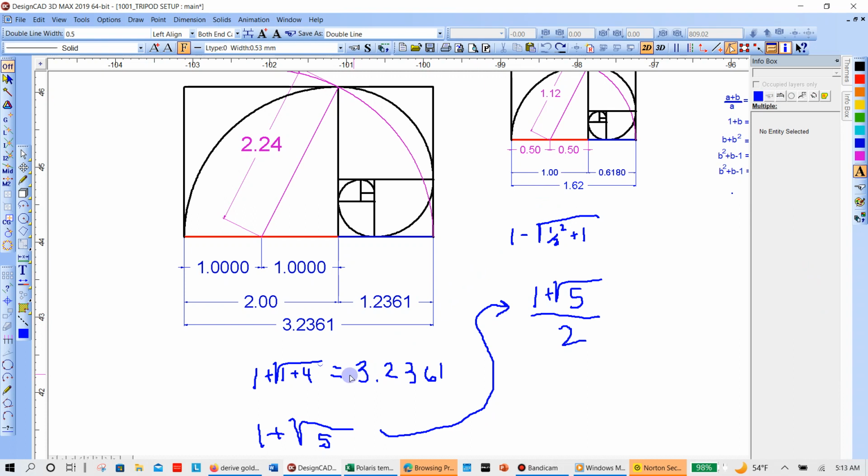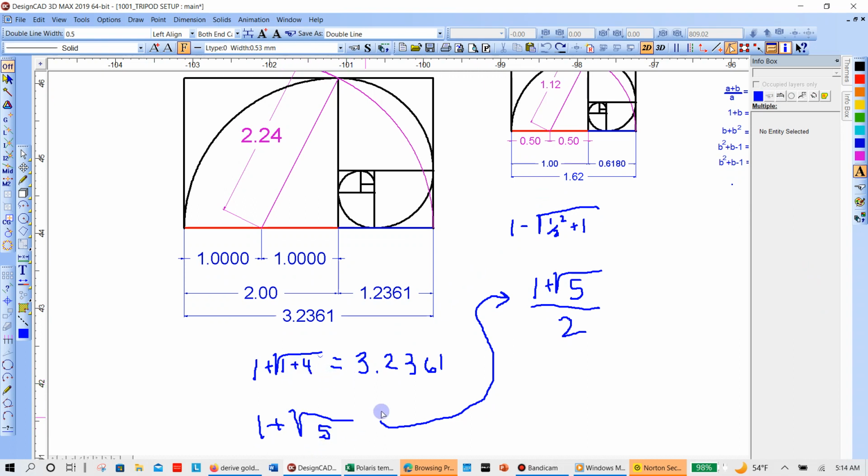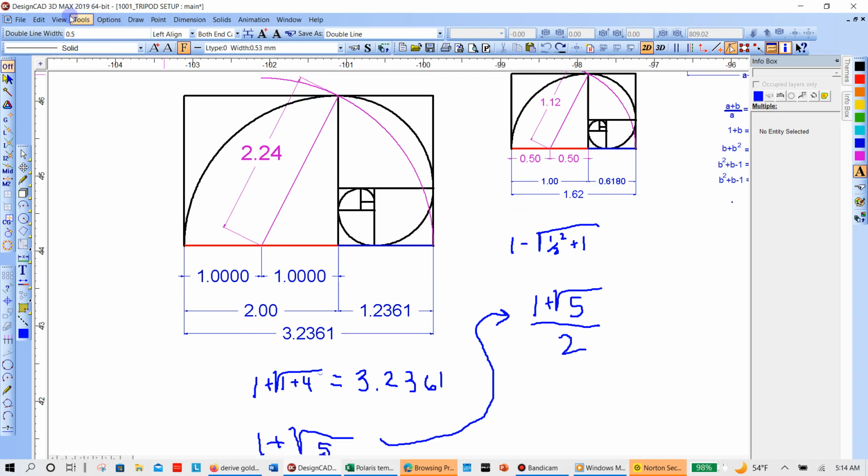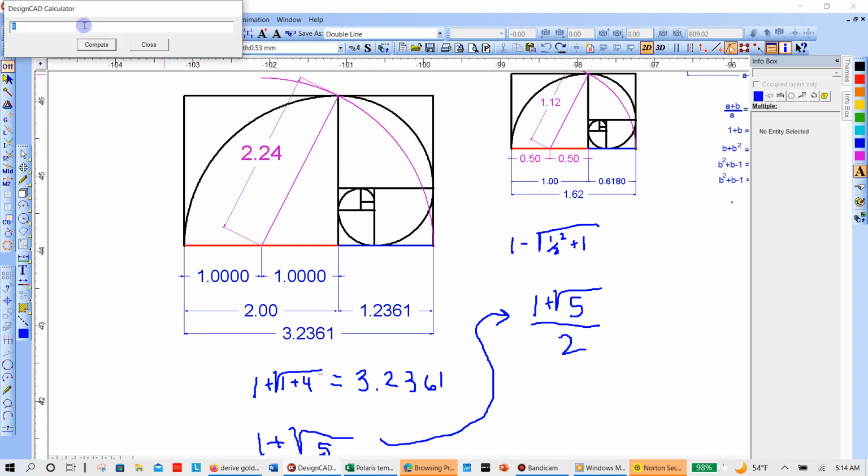Take 1 plus the square root of 5, 1 plus 4 under the square root, so you end up with 1 plus the square root of 5, divided by 2. And that'll give you your number, I think, because I didn't actually do it there. I did it over here. Tools, calculator, let's start with parentheses: 1 plus the square root of 5, double parentheses, divided by 2, enter, and you get your 1.618. That's what we're looking for.